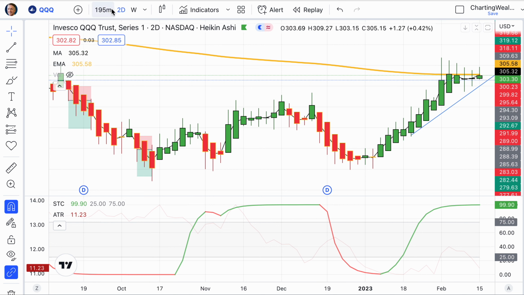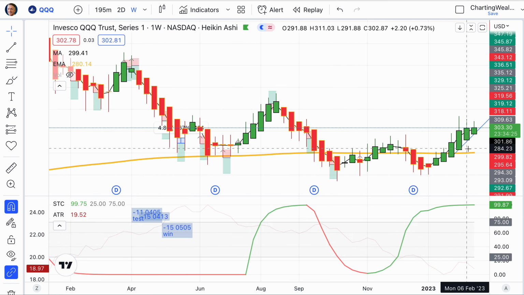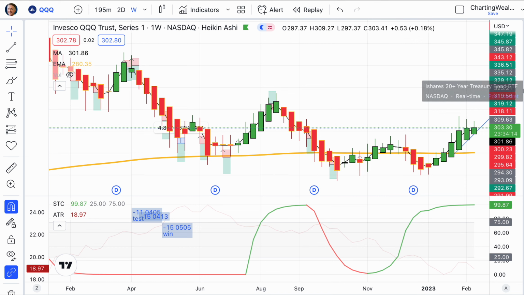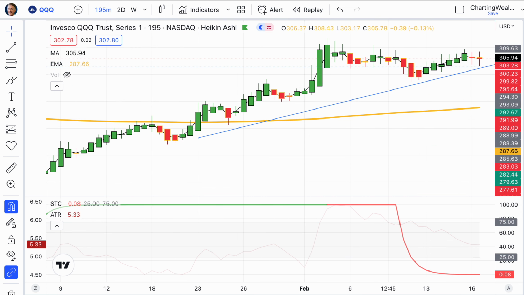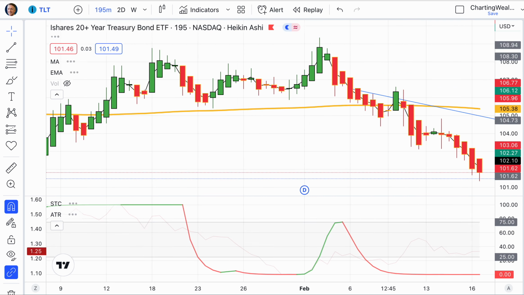The blue is always the weekly. We look at the weekly itself, we can again see a very similar thing with the candles, lower highs, smaller candlesticks, still green on the STC. So we're not doing anything with stocks at this point, waiting for them to tell us what to do. Let's move on to bonds.